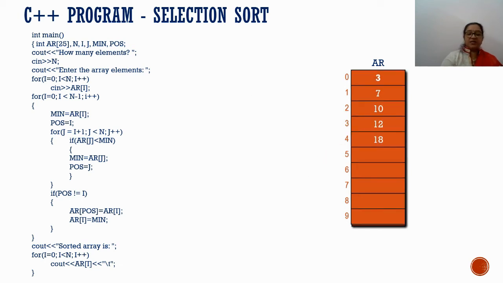Okay, now we can display all the elements of that array: 3, 7, 10, 12, 18. So these are the numbers. This is called the selection sort method. Understood? Okay.